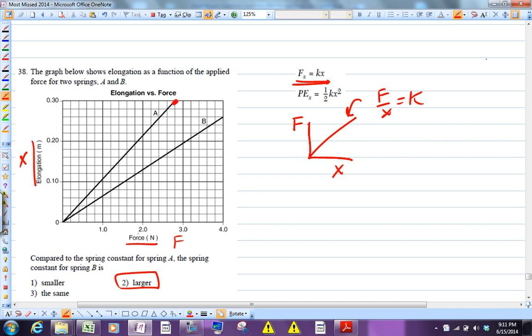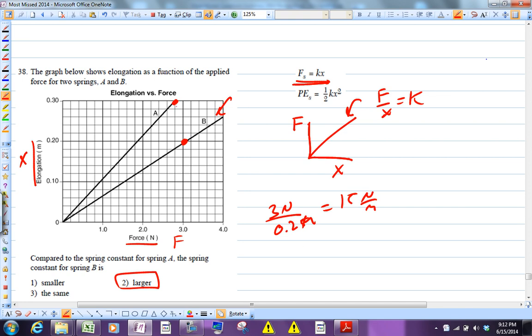So for A, you have a lot less force to get the same stretch. B, it takes a lot more force to get the same stretch, so it's the stronger spring. It's the higher K value. You could even plug in numbers, say 3 newtons over 0.2 meters, and that'll give you 15 newtons per meter.